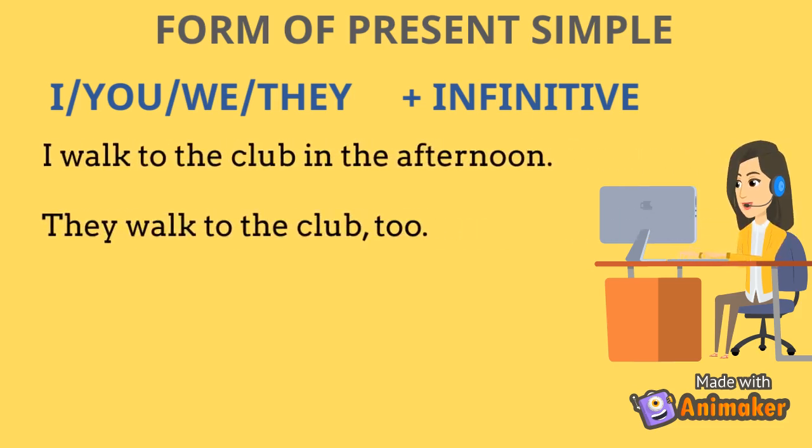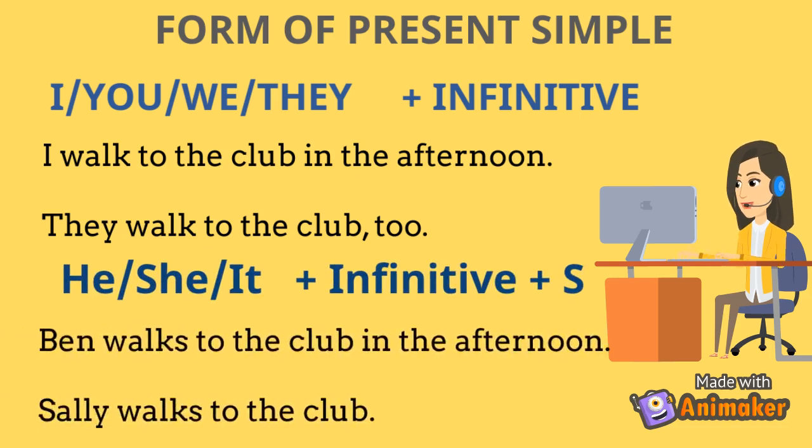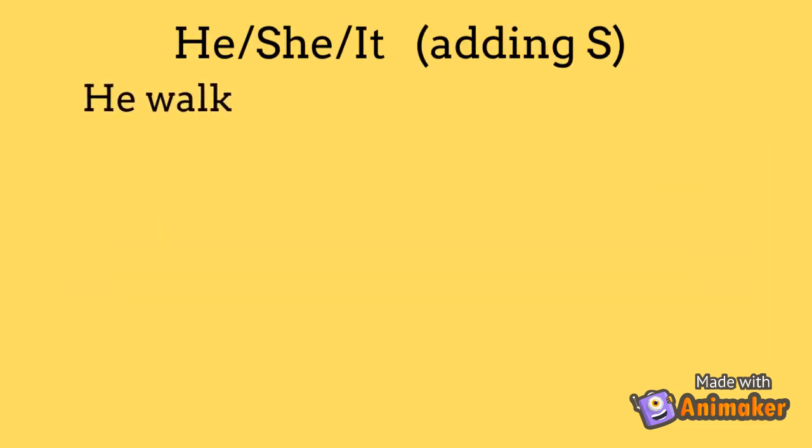I walk to the club. They walk to the club, too. While for singular third person, he, she, and it, I add an s to the verb. He walks to the club. Walks. She walks to the club. He walks. He watches.